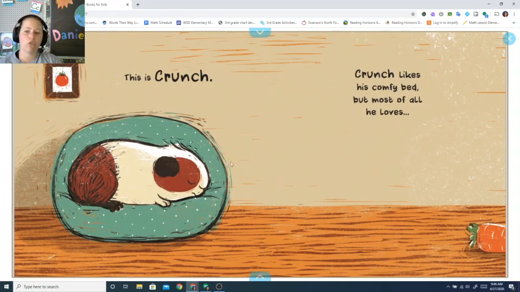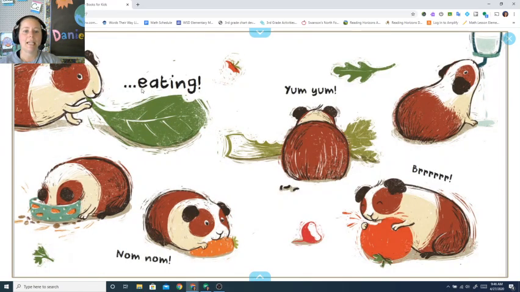This is Crunch. Crunch likes his comfy bed, but most of all, he loves... Let's find out what he loves. Eating. It says num num, so he's eating all of his food. Yum, yum. He's just so excited about his eating. Oh, and right there, he's drinking out of his little guinea pig water bottle, right?